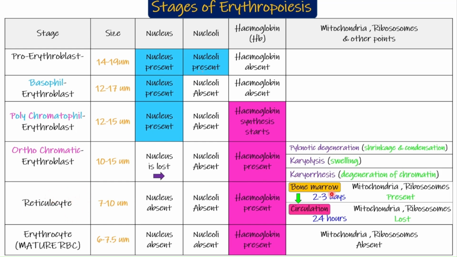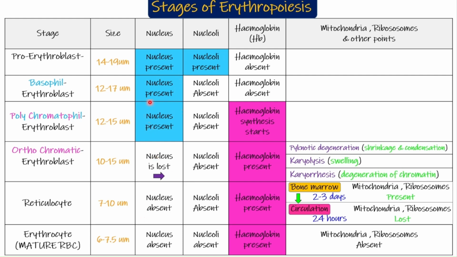When reticulocytes are present inside the bone marrow, they do have mitochondria and ribosomes. But when the reticulocytes enter into the circulation, they lose their mitochondria and the ribosomes. When they lose their mitochondria and ribosomes, the process is complete and they are finally converted into the erythrocytes. The mature erythrocytes have no nucleus, no nucleoli, they have hemoglobin present in them, but they don't have any mitochondria and ribosomes. So these are the stages of erythropoiesis.